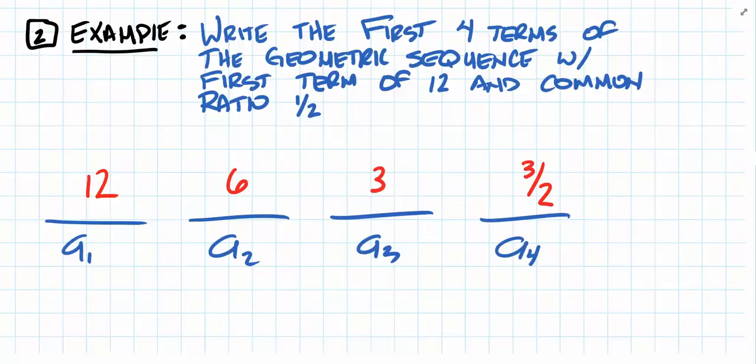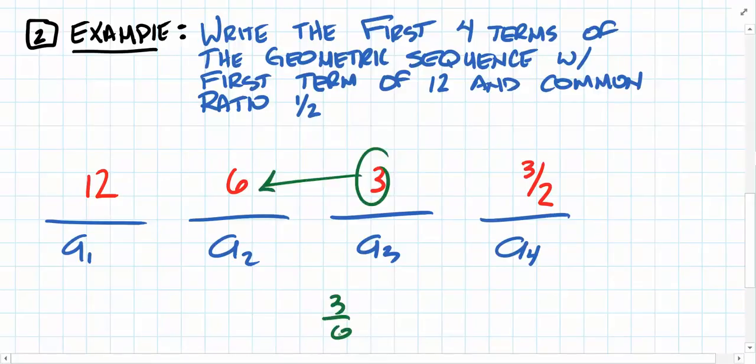Let's check to make sure we did this correctly. Pick any term that you want, 3, and divide it by the previous term. 3/6 is a common ratio of 1/2, and so we must have done it correctly.